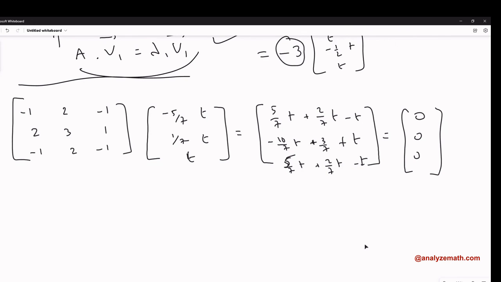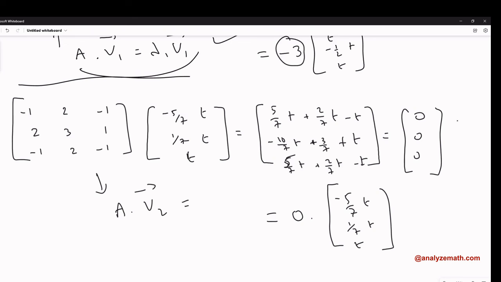And of course this can be written as 0, which is the eigenvalue. The second eigenvalue is 0, multiplied by any vector, and in particular 5 over 7 t, 1 over 7 t, and t, which is our eigenvector. So again, A multiplied by v2 equals lambda, which is 0, times v2. Satisfied.